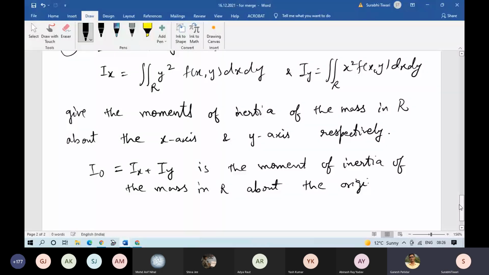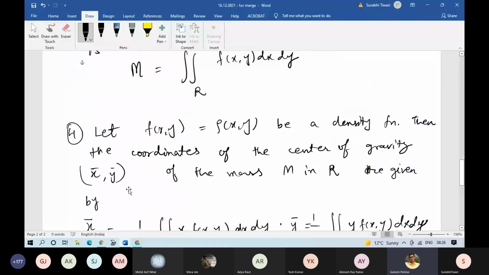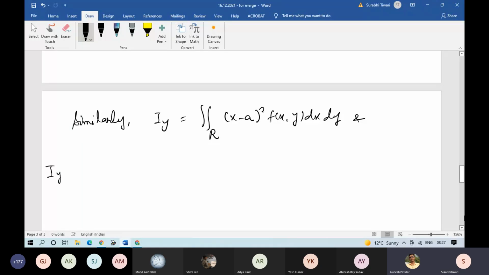Okay. Now similarly, if you shift the axis to some other place, then similarly, Ix is equal to double integration over the region R, y minus b whole square f(x,y) dx dy, and Iy is equal to double integration over the region R, x minus a whole square f(x,y) dx dy. These give the moment of inertia.